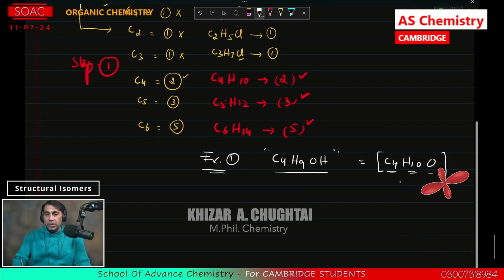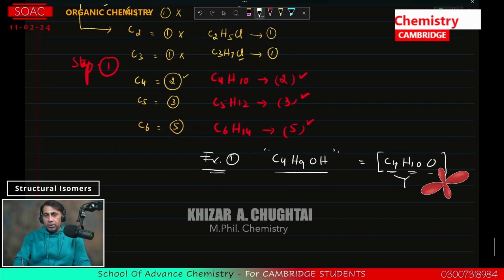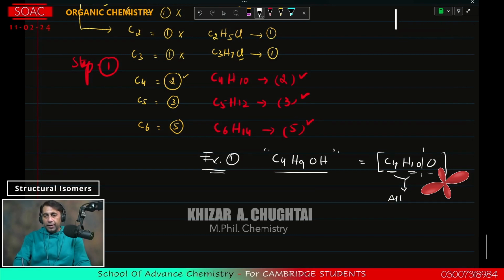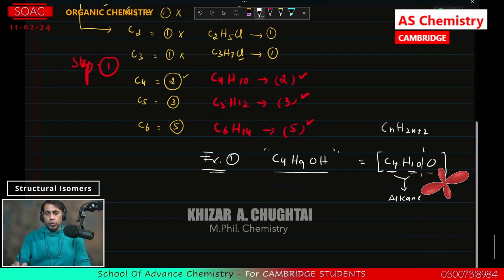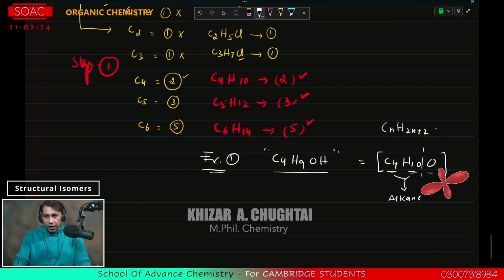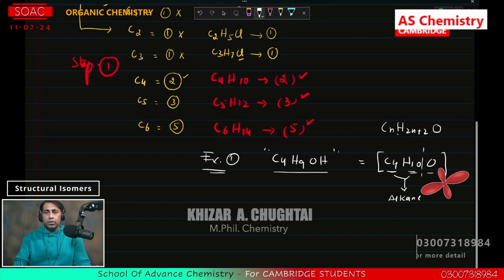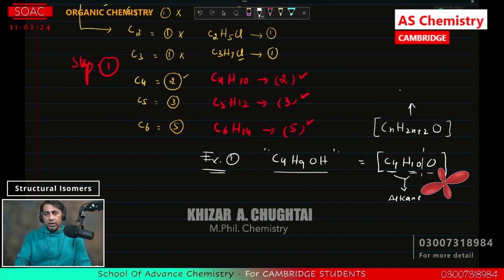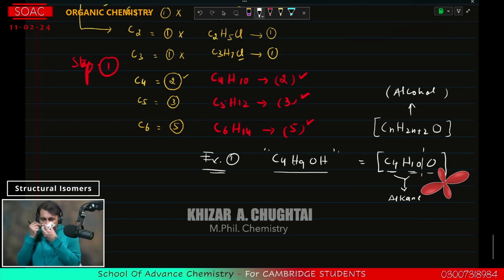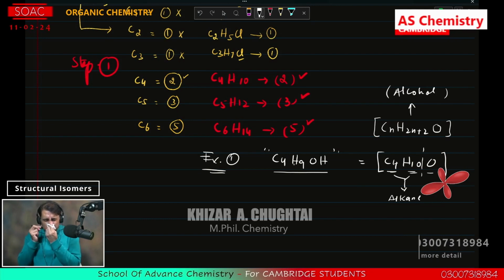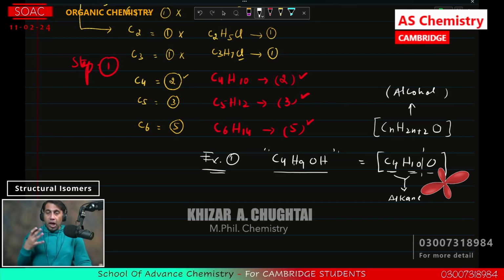Let's see what is the general formula. This portion is going to obey the formula of alkane. What is the general formula of alkane? The general formula of alkane is CnH2n+2. This is the general formula of alkane, right? If there is the general formula of alkane and there is one more oxygen, then this whole formula belongs to alcohol. This is the general formula of alcohol. So this is a 4 carbon alcohol. Got it?